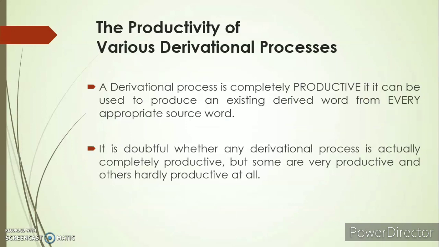Next, we are going to the productivity of various derivational processes. A derivational process is completely productive if it can be used to produce an existing derived word from every appropriate source word. It is doubtful whether any derivational process is actually completely productive, but some are very productive and others hardly productive at all.